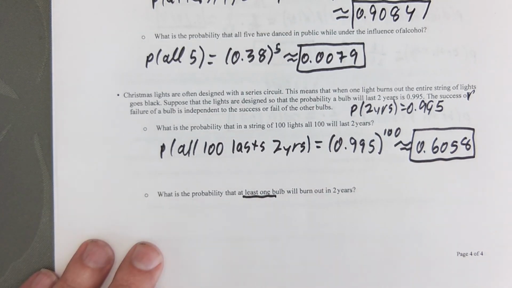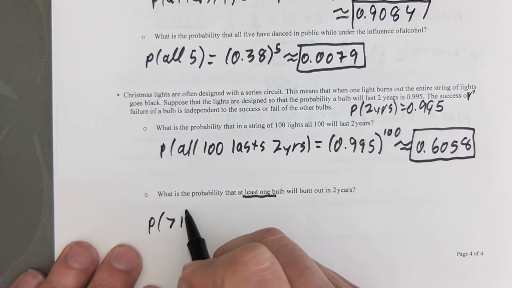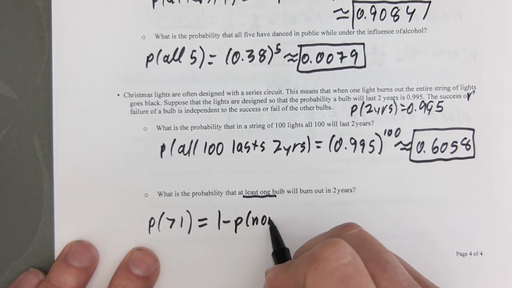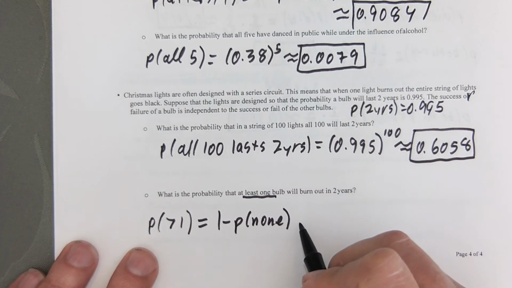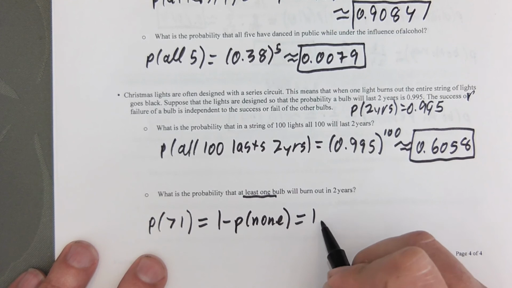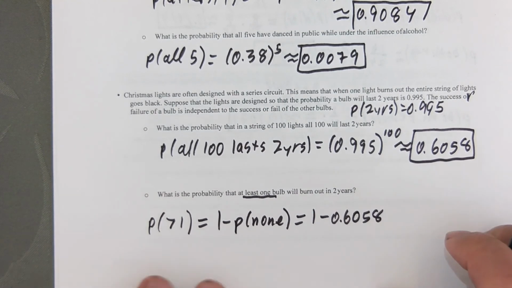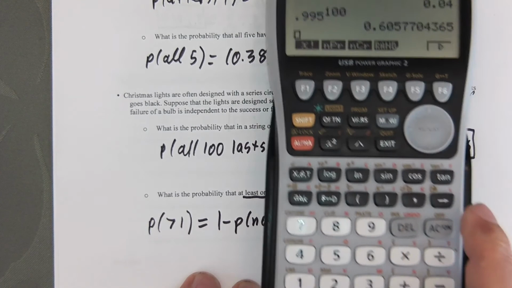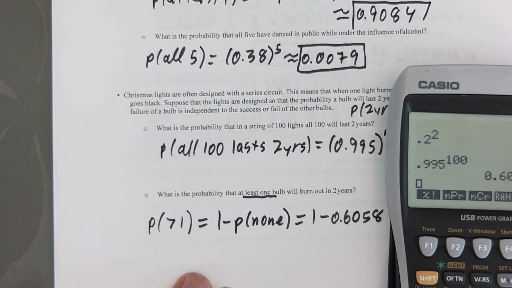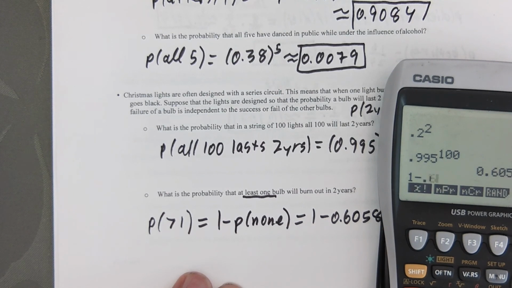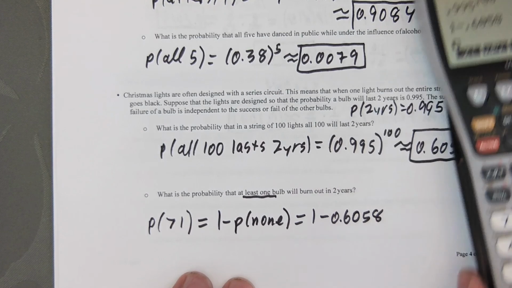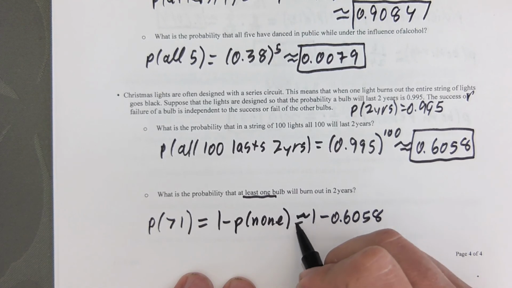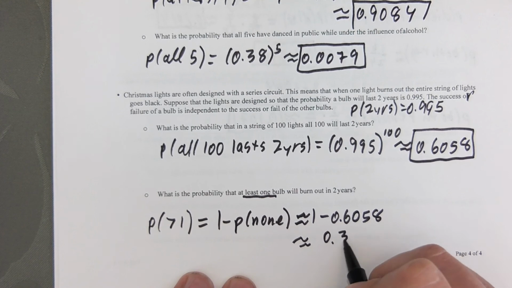What's the probability that at least one will burn out? Well, that's going to be the same thing as saying 1 minus the probability that none of them burn out, which again is what we just figured out here. So that's going to be 1 minus 0.6058, which is about 0.3942.